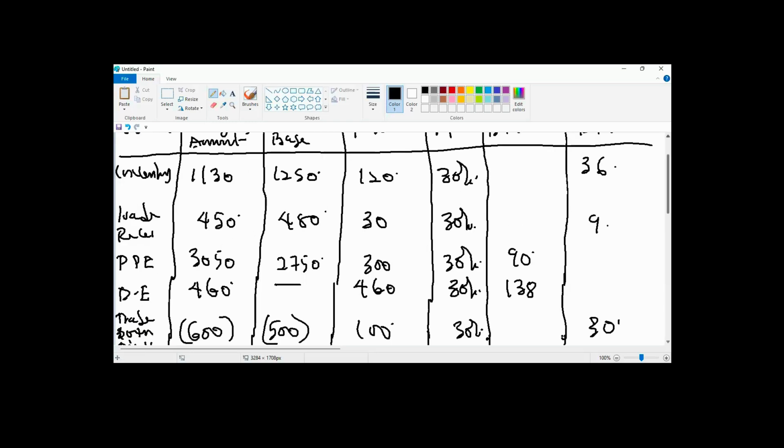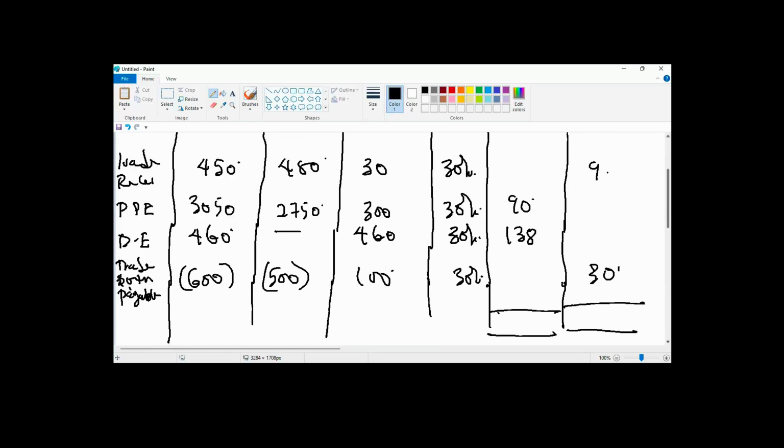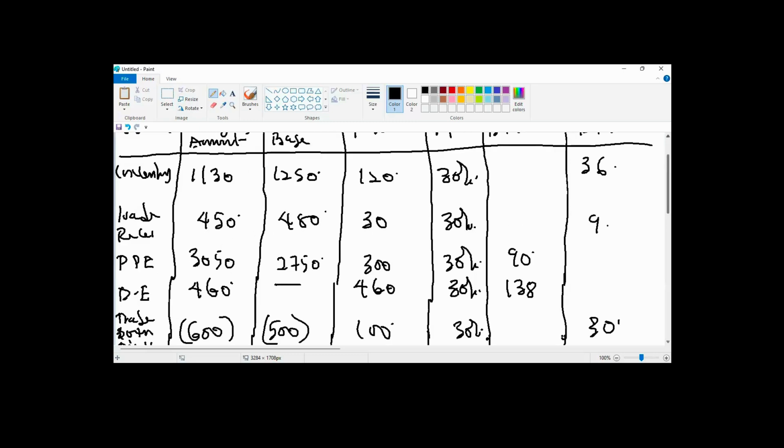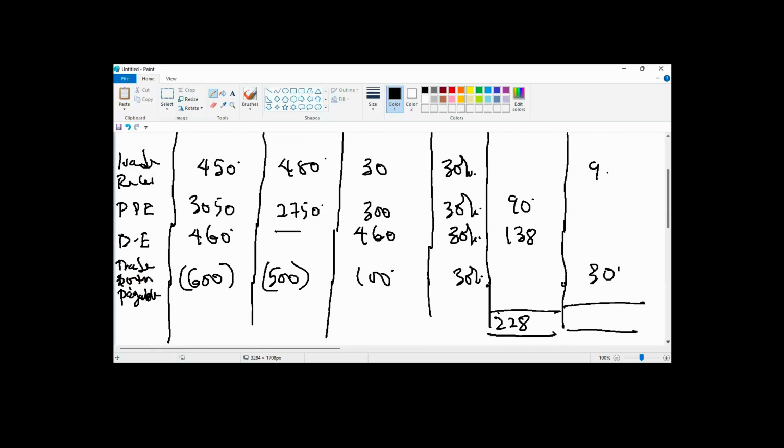90 plus 138. 228. And then 36 plus 9 plus 30, that is 75.